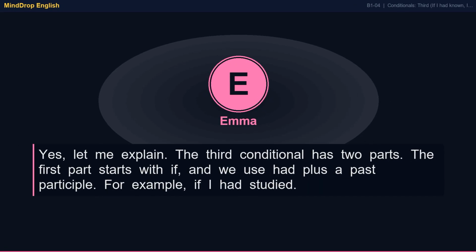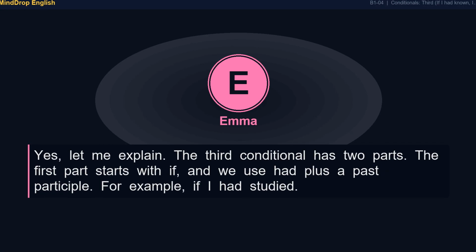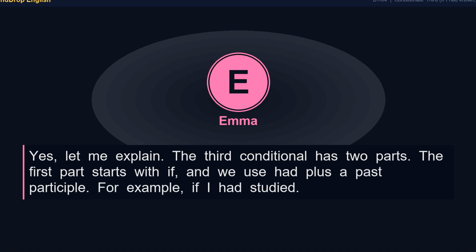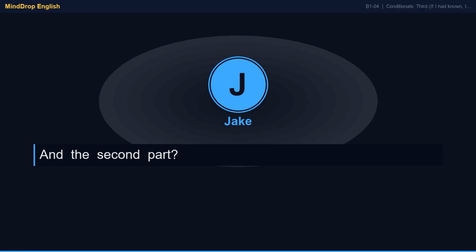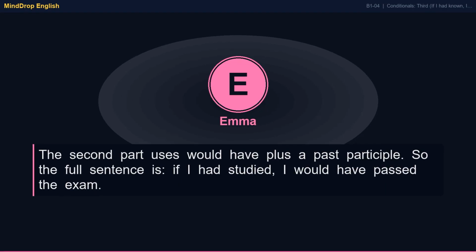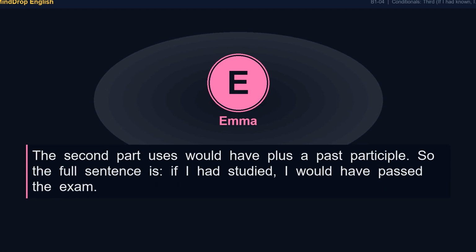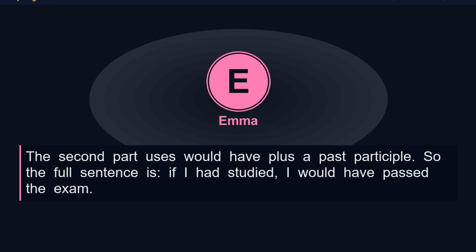Yes, let me explain. The third conditional has two parts. The first part starts with if, and we use had plus a past participle. For example, if I had studied. And the second part? The second part uses would have plus a past participle. So the full sentence is, if I had studied, I would have passed the exam.